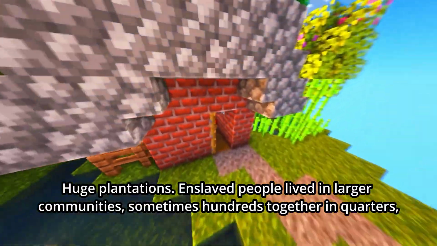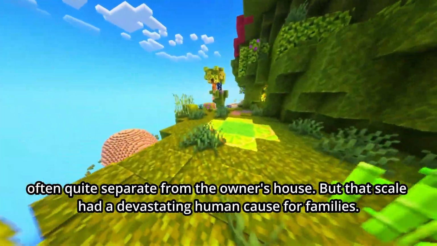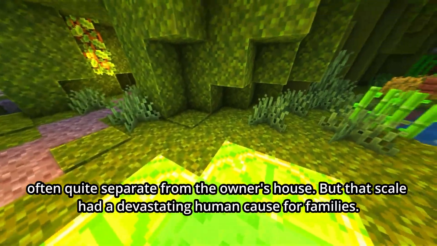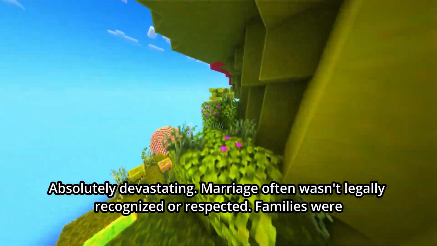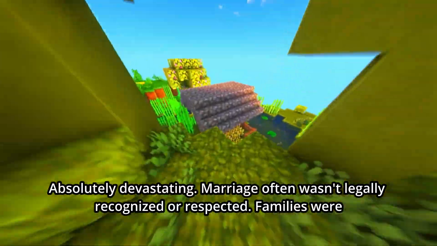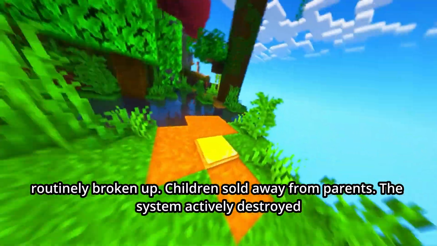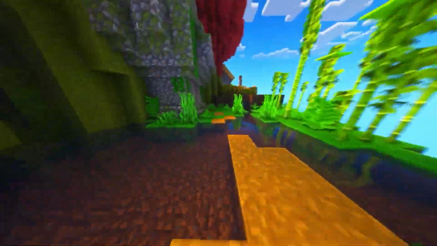Enslaved people lived in larger communities, sometimes hundreds together in quarters, often quite separate from the owner's house. But that scale had a devastating human cost for families. Absolutely devastating. Marriage often wasn't legally recognized or respected. Families were routinely broken up, children sold away from parents. The system actively destroyed kinship bonds.